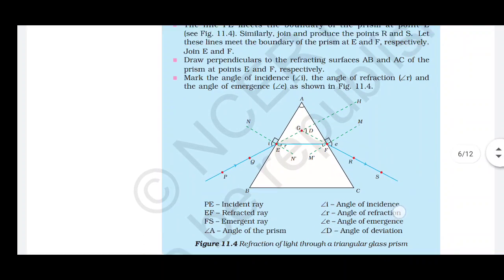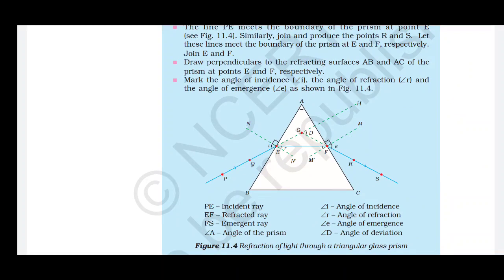Now here you will get image rays like this. PE is the incident ray, EF is the refracted ray, FS is the emergent ray, angle A is the angle of the prism, I is the angle of incidence, R is the angle of refraction, E is the angle of emergence, D is the angle of deviation. This is the refraction of light through a triangular glass prism.